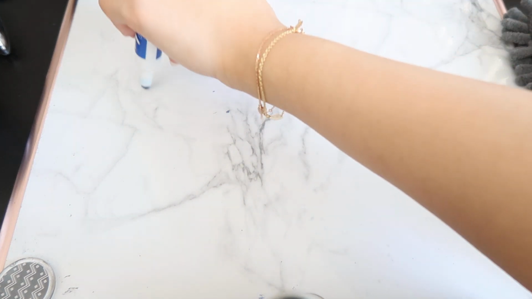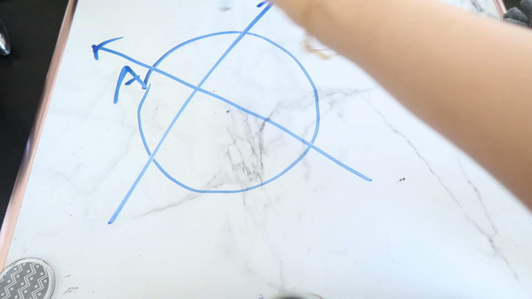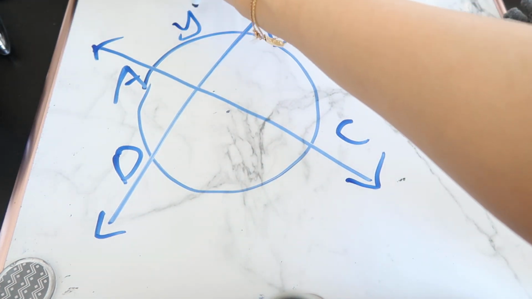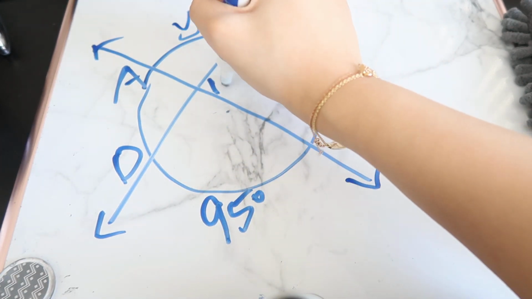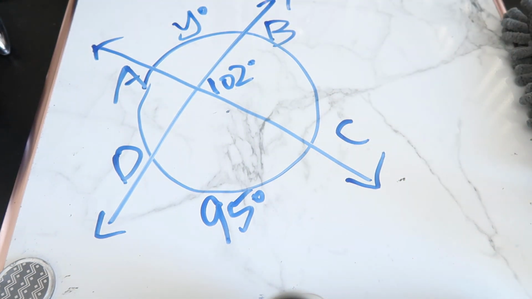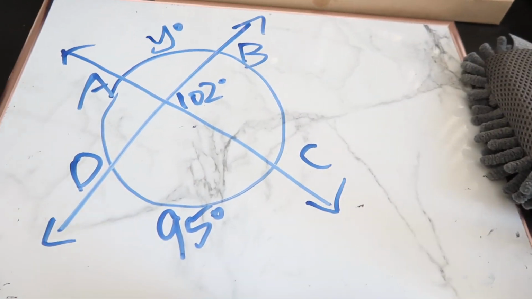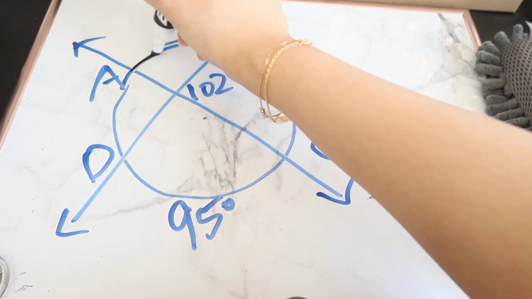Okay, let's do one more. See if we can figure out what we are supposed to do here. Let's make a harder one. Alright, so here we have a circle. You have 2 lines crossing, and this is A, B, C, D. The outside says Y degrees. The bottom says 95 degrees. And here the angle is 102. Alright, if you start by looking at this, because we're trying to find the arc on the top, our goal is to find the measure of this arc, right?